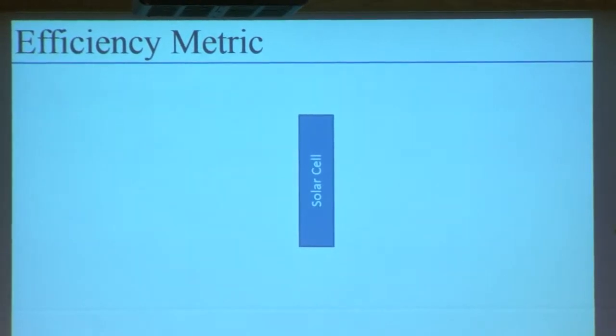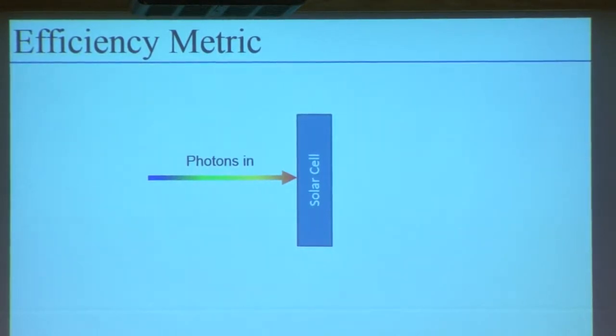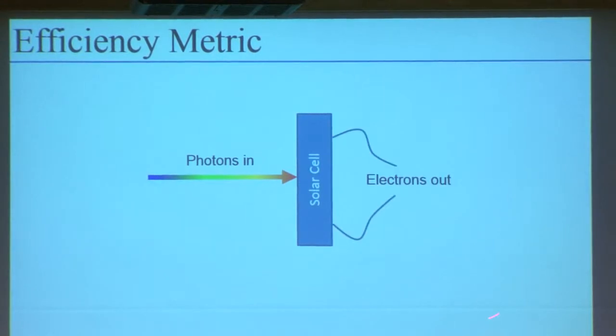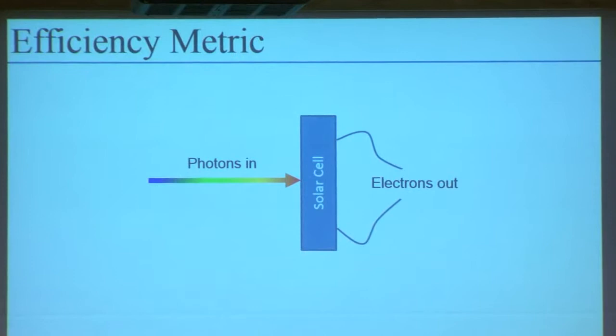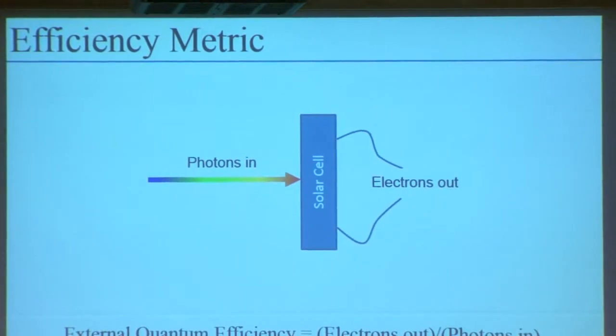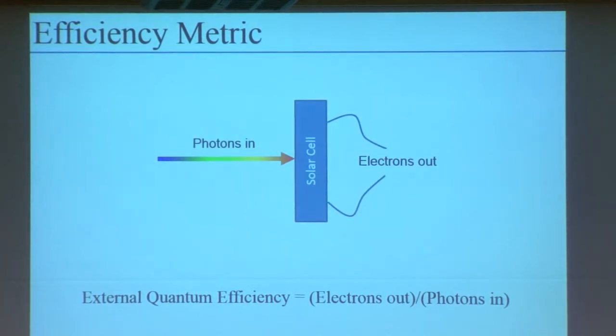What are we going to use for our metric? We're going to keep it pretty straightforward. We're going to use what's called external quantum efficiency. And for those of you that aren't familiar with this, we're going to bring in photons of a certain wavelength into our solar cell and collect the electrons out of it, and we're going to count and see how many we get. And we define the external quantum efficiency as the electrons we get out of our solar cell divided by the photons we put into it.